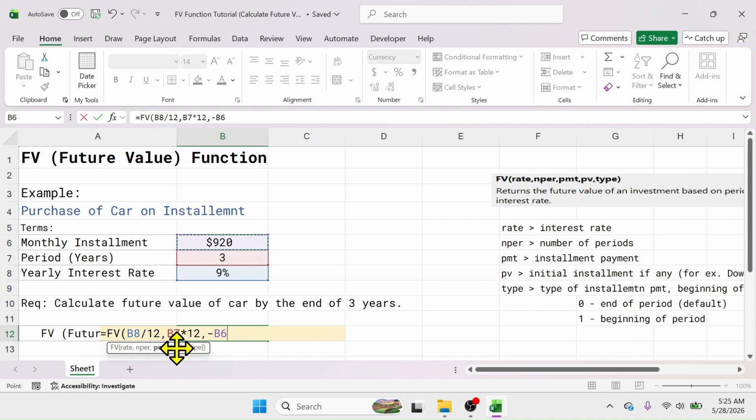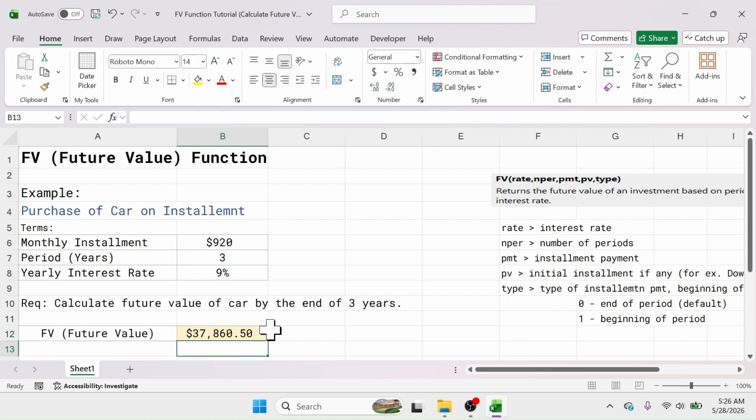Now I can skip this PV and type parameter because these are optional. If you have any down payment, then you can put that in this PV parameter. And if the payment is done at the beginning of the month, then you have to put 1 here in the type. In this case, I want to take the default type of end of the period and there is no down payment, so I can simply close the bracket here.